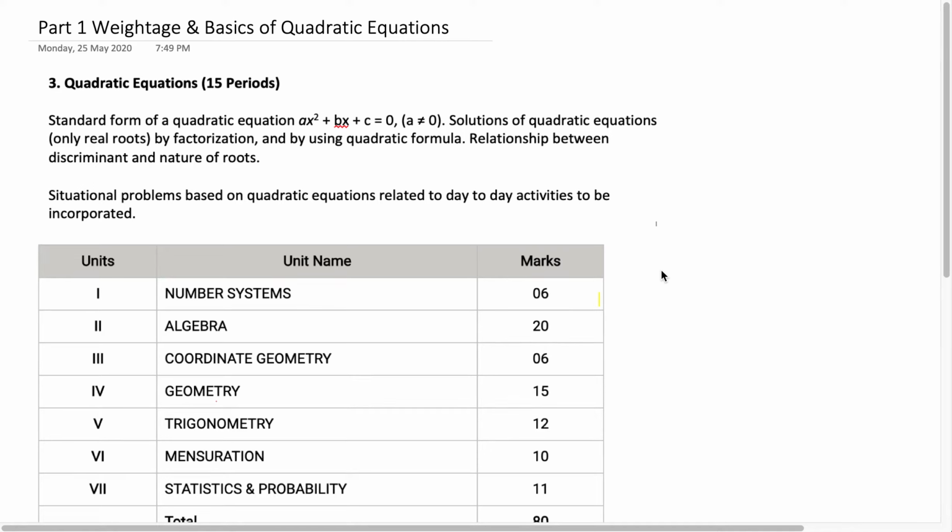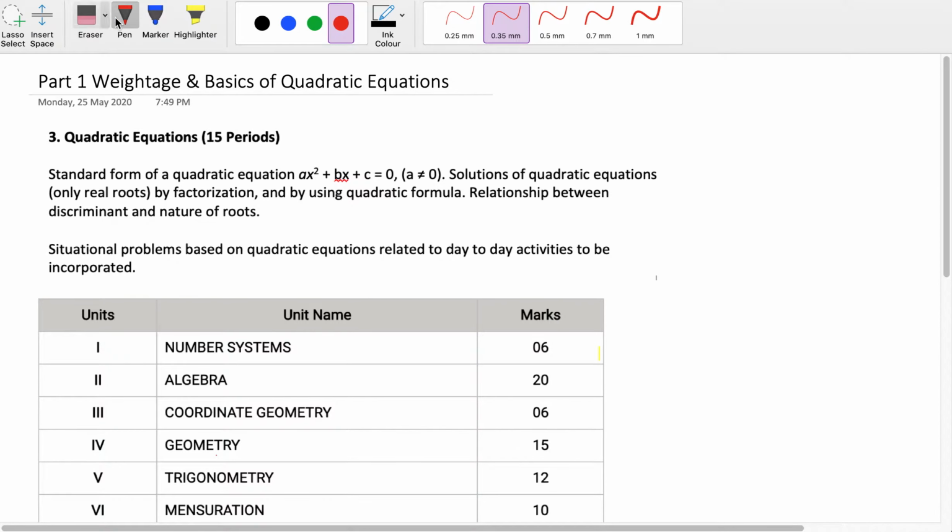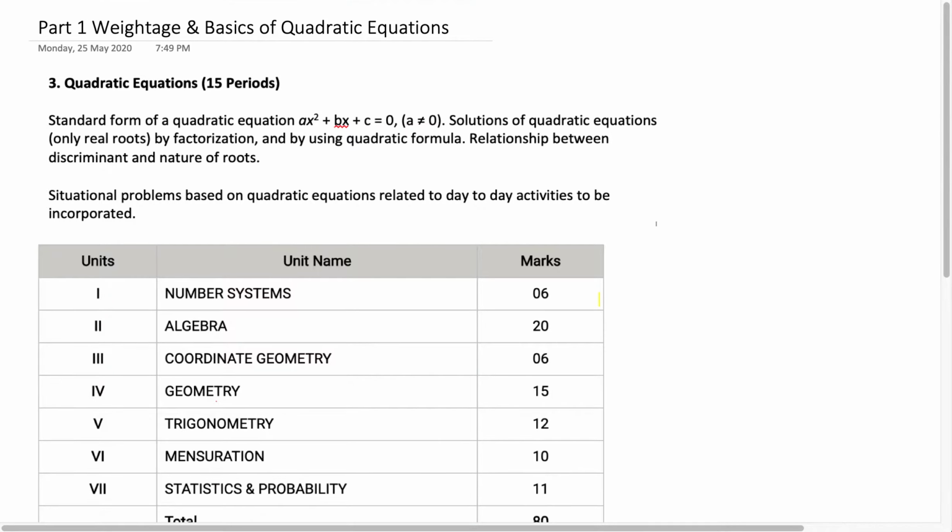Today we are going to start studying a new chapter called Quadratic Equations. Quadratic Equations is a very important chapter because in a lot of other areas of mathematics, quadratic equations and linear equations are actually used as tools to solve the questions.